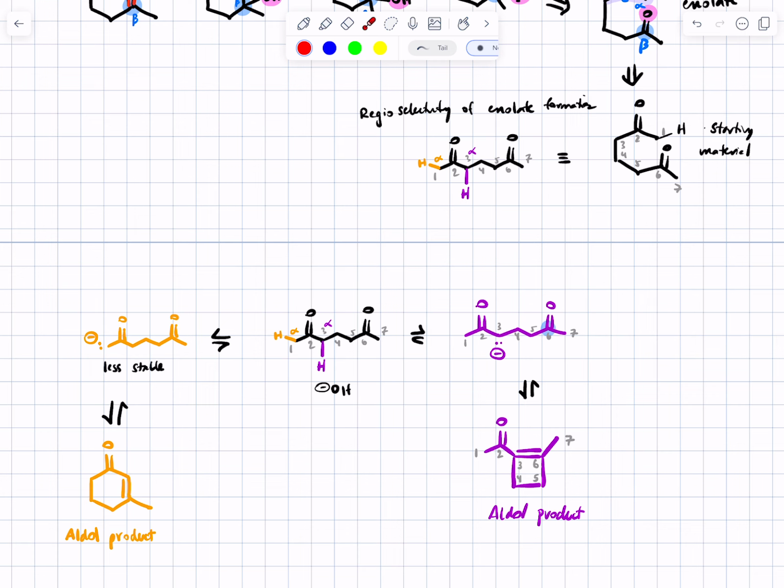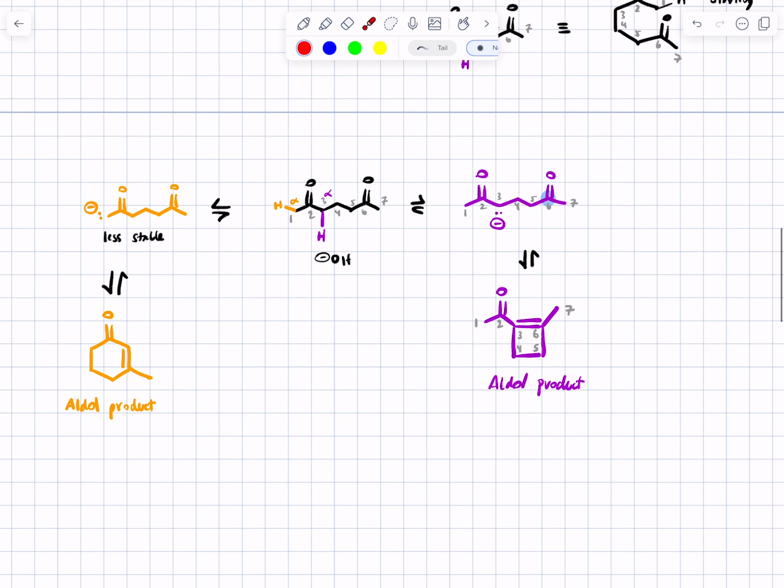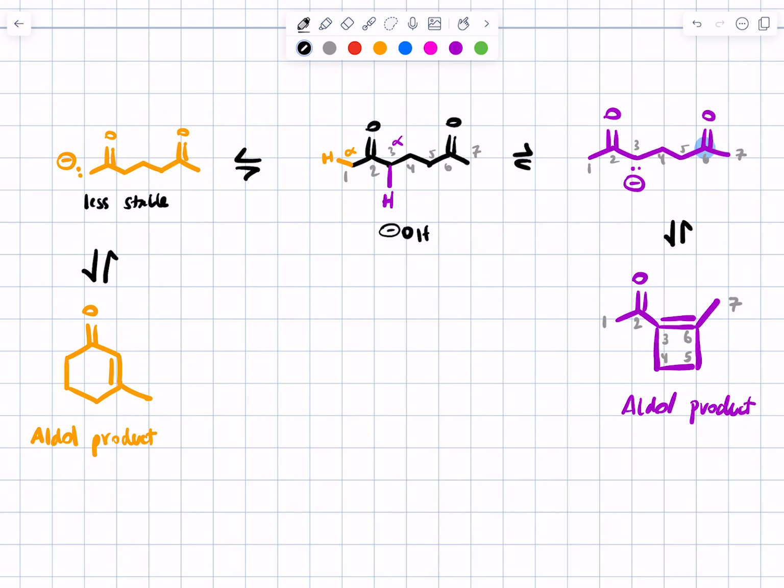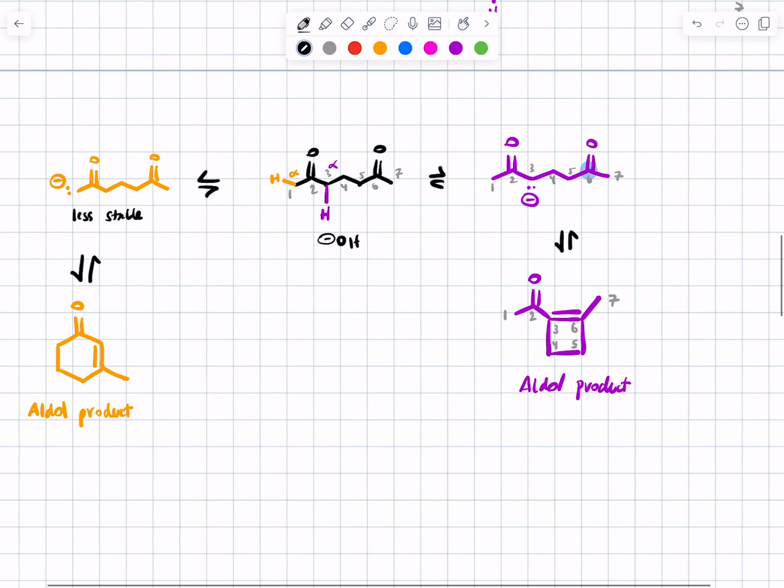Unlike enolate alkylation, where the last step, the SN2 reaction, was irreversible, in the aldol reaction the last step is fully reversible. And what that means is that the stability of the products matters too. We've already pointed out that the orange enolate is less stable and the purple enolate is more stable.